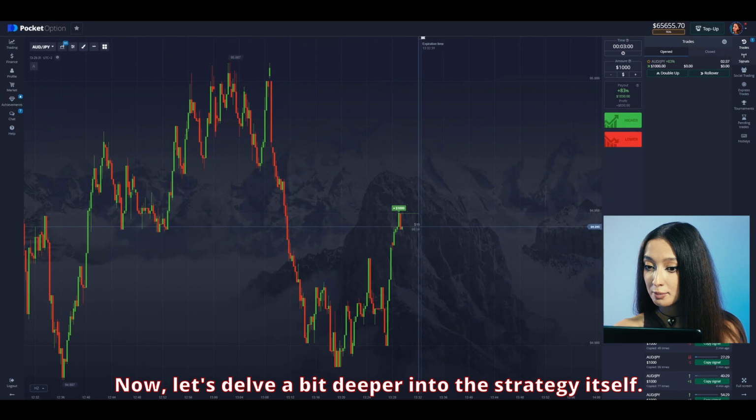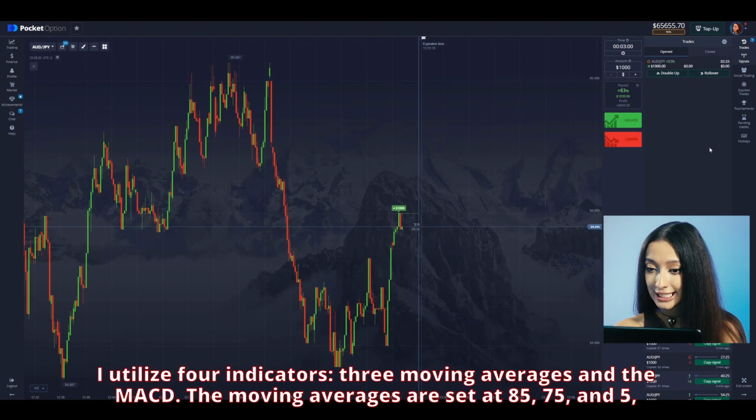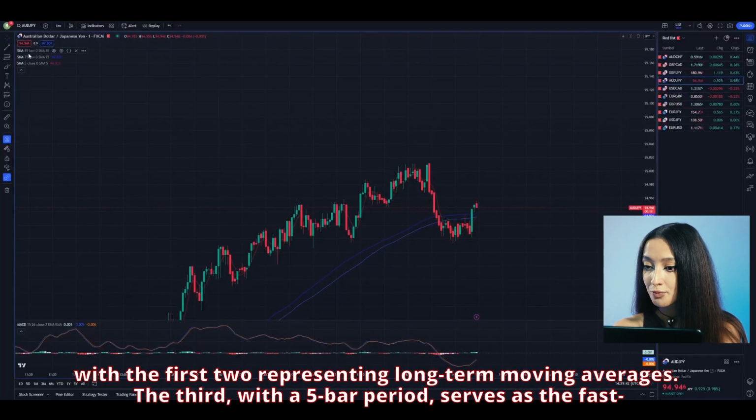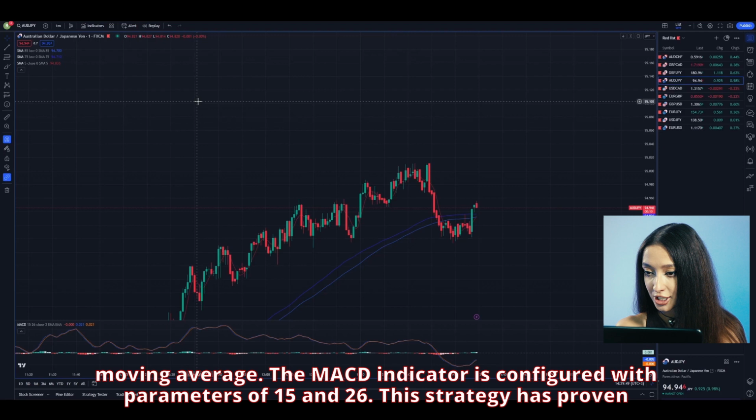Now let's delve a bit deeper into the strategy itself. I utilize 4 indicators: 3 moving averages and the MACD. The moving averages are set at 85, 75, and 5, with the first 2 representing long-term moving averages. The third, with a 5-bar period, serves as the fast-moving average. The MACD indicator is configured with parameters of 50 and 26.